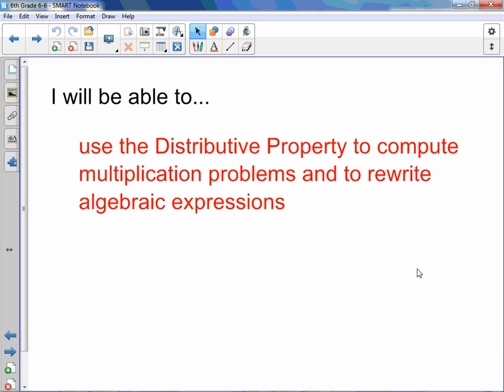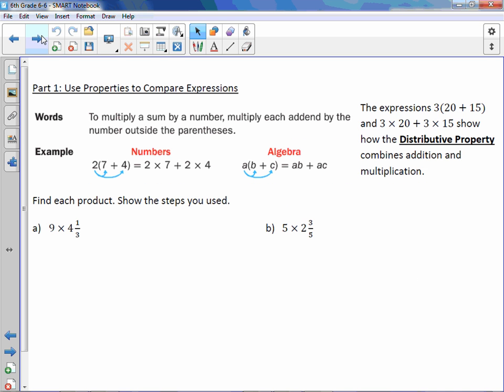Chapter 6, Lesson 6, the distributive property. You will be able to use the distributive property to compute multiplication problems and to rewrite algebraic expressions. To multiply a sum by a number, multiply each addend by the number outside the parentheses. The expression 3 times the quantity 20 plus 15 and 3 times 20 plus 3 times 15 show how the distributive property combines addition and multiplication.